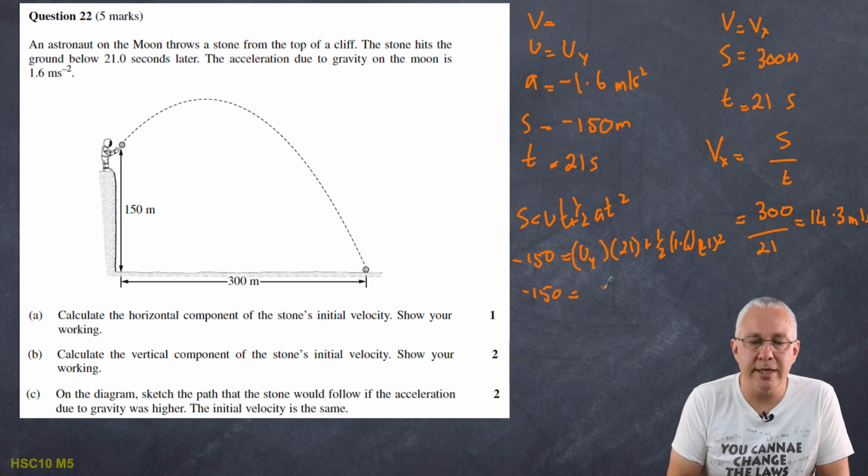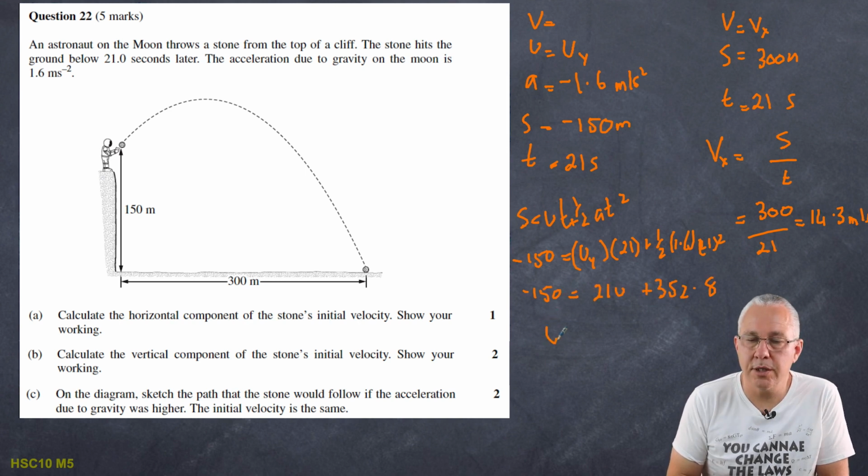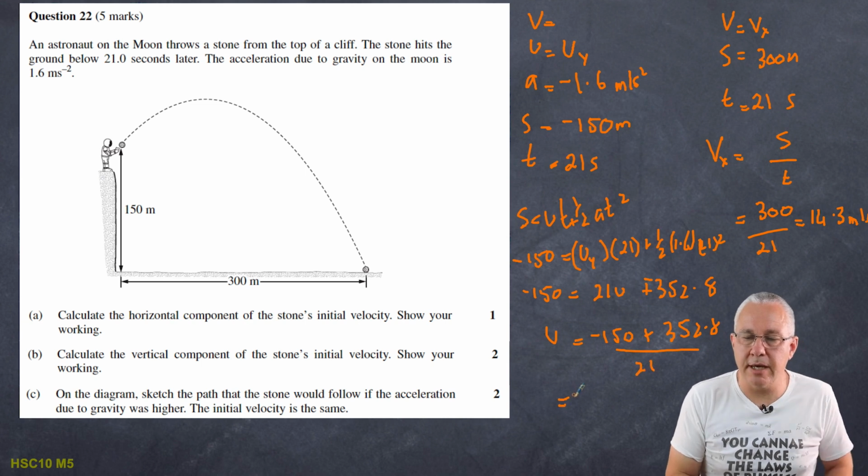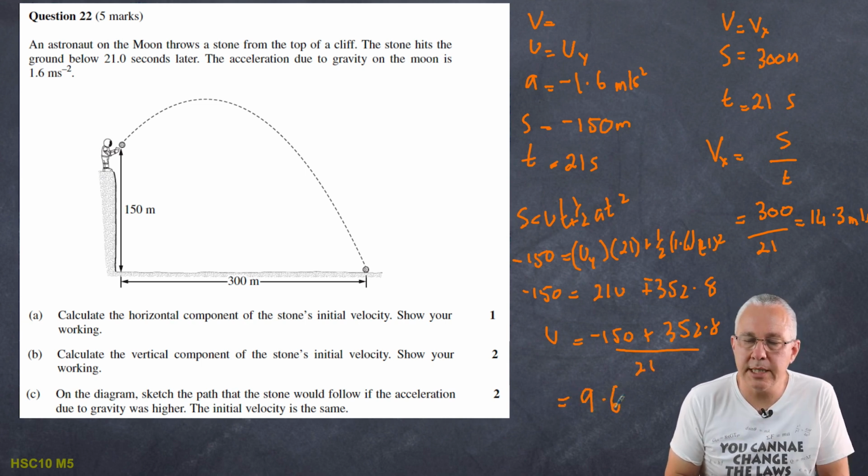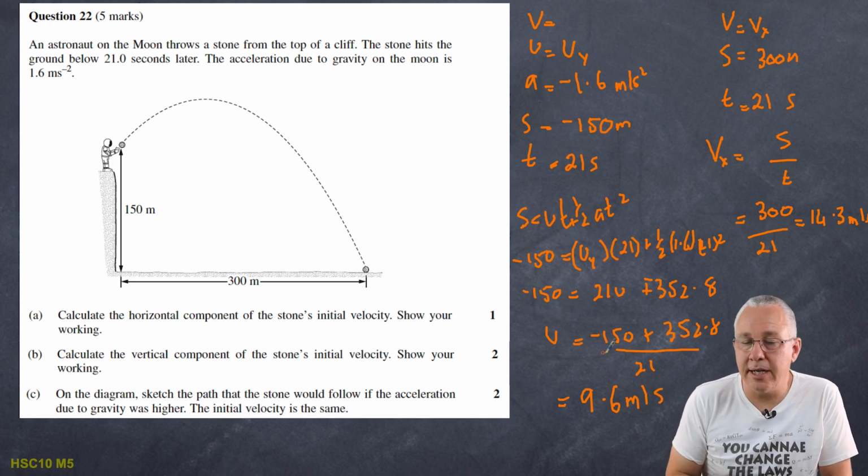And so what we do is write everything down. So u is going to be equal to negative 150 plus 352.8 all over 21, which is going to give you a value of 9.6 meters per second. So there are our two values.